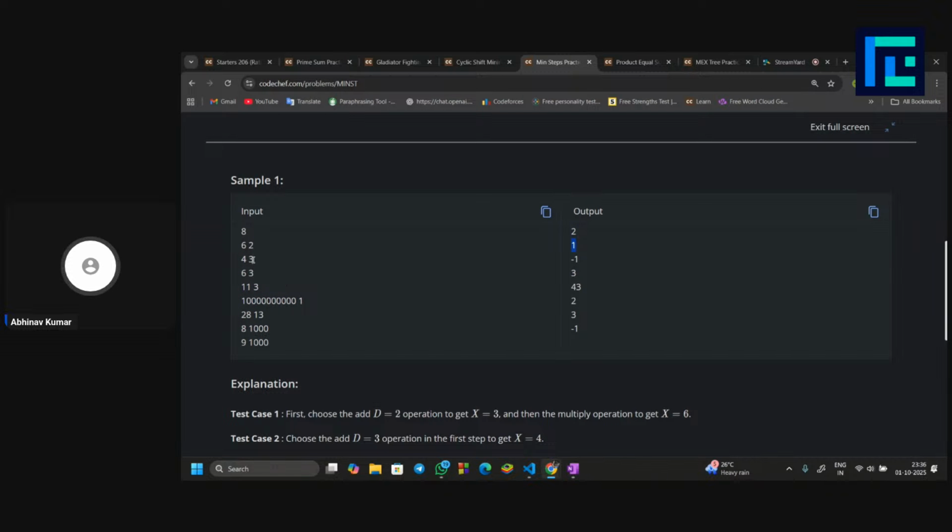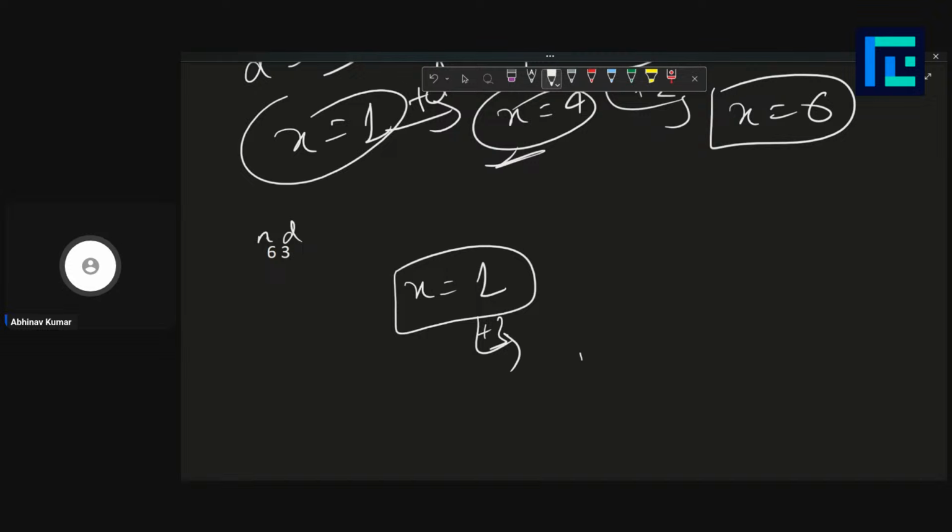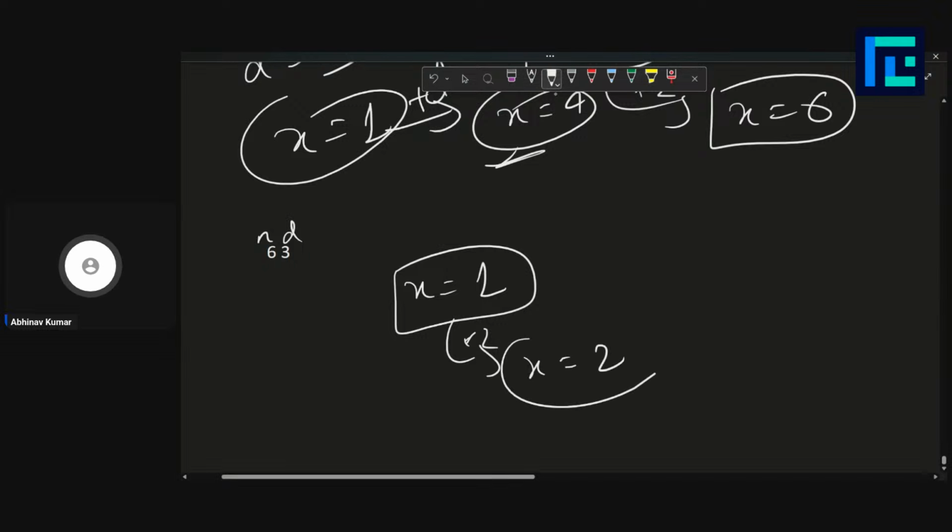Okay, let's look at 6, 3. So n equal to 6, d is equal to 3. So if you start with x equal to 1, you want to reach 6. So let's say you do a plus 3, you reach 4. Now if you do plus 3, you reach 7. If you multiply by 2, you reach more than 6. So this was not valid. So maybe you multiply it by 2, you reach x equal to 2.